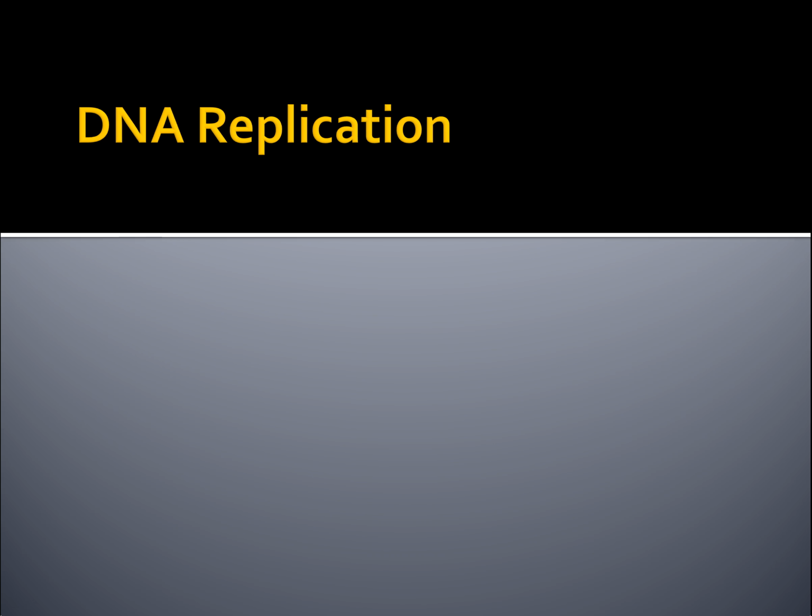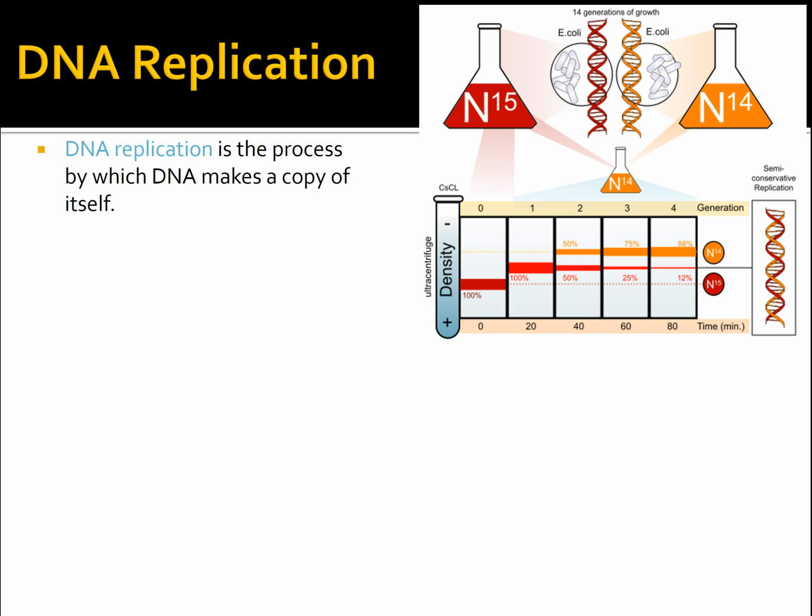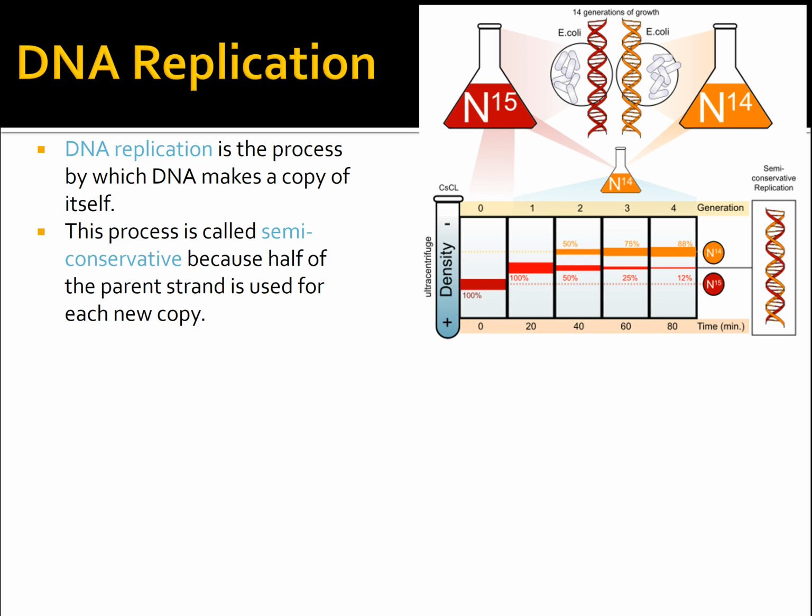Okay, so let's move on to another process that DNA uses, and we're going to talk about several processes in this chapter and in the following chapters. But today let's talk about DNA replication. DNA replication is the process by which DNA makes a copy of itself. And this is the process that occurs in mitosis. When the chromosomes are copied, this is what's happening. The DNA is replicating.